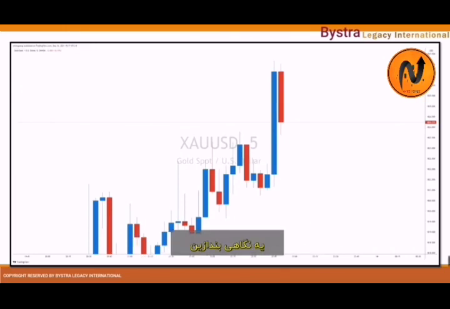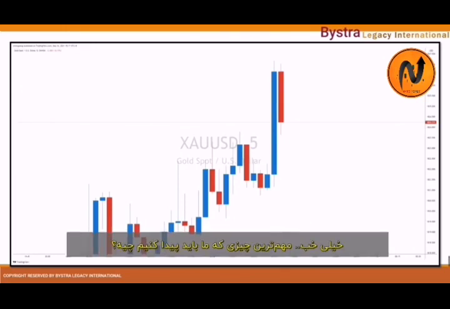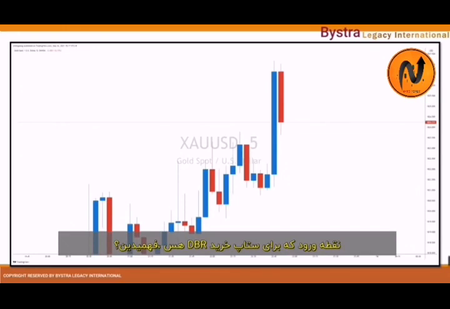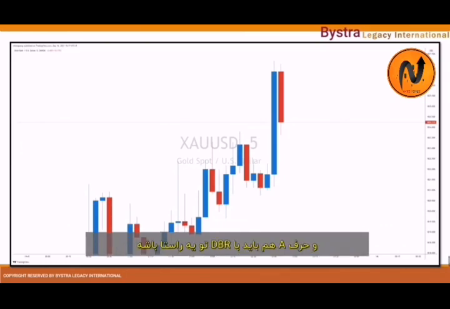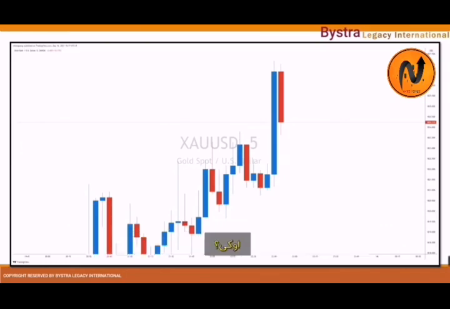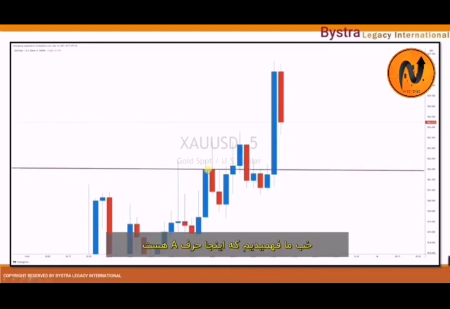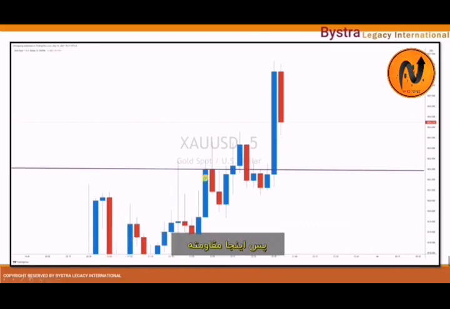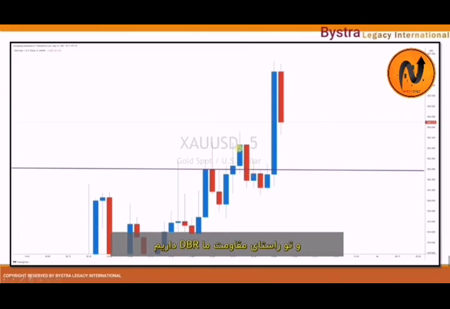Have a look. So what is the most important part we need to find? The entry point for the buy setup is the drop base rally. Get it? And the capital A aligned with the drop base rally. So we found out here this is the capital letter A. So this is the resistance, and aligned with the resistance we have the drop base rally. So this resistance is aligned together with the drop base rally.